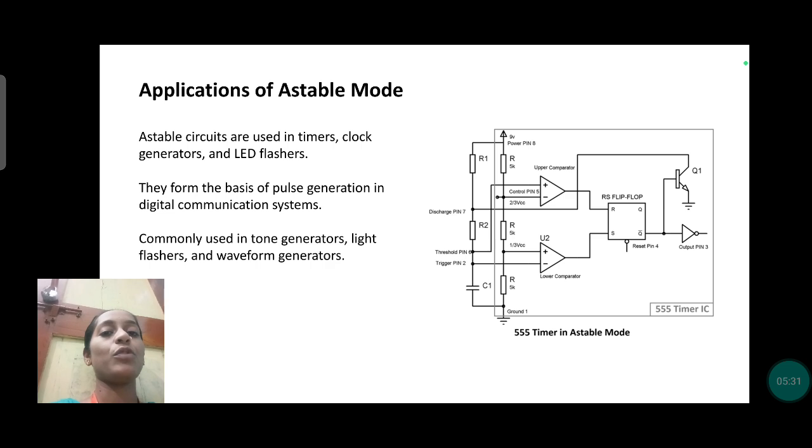Applications of astable mode. Astable circuits are used in timers, clock generators, and LED flashers. They form the basis of pulse generation in digital communication systems, commonly used in tone generators, light flashers, and waveform generators.